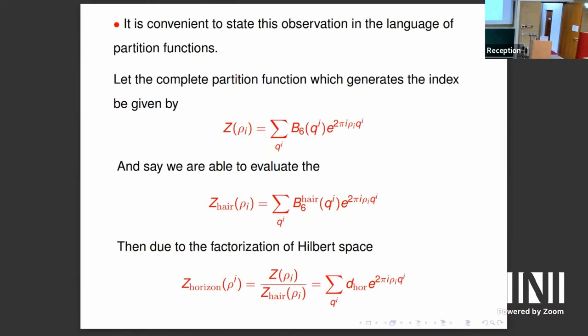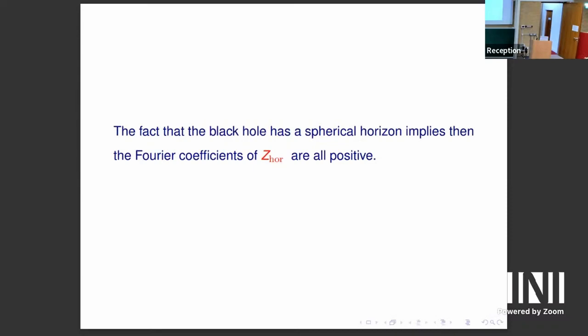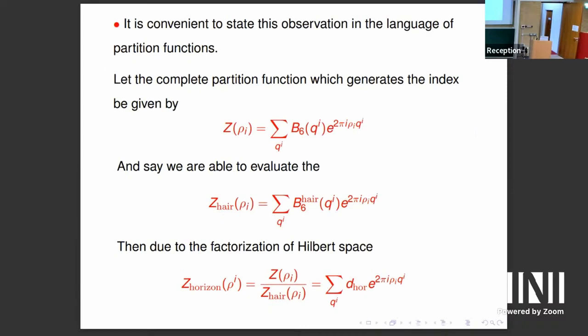So suppose let's focus on the hair. If the full partition function is of this kind, and say we are able to evaluate the hair partition function, then we just divide it, and we just get the horizon degrees of freedom because the Hilbert space factorizes. And what it says is that once you divide it, once you extract the hair, this coefficient should be positive. Okay. So that's the conjecture actually.